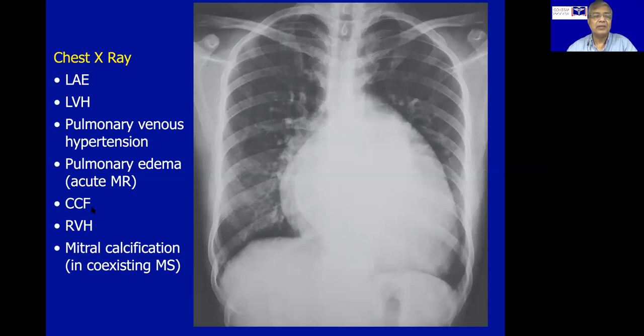Congestive cardiac failure signs, evidence of right ventricular hypertrophy, and in case it's also having a coexisting mitral stenosis, mitral valve calcification also may be seen.